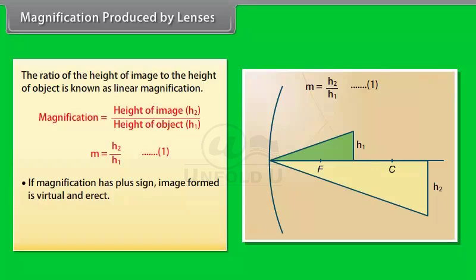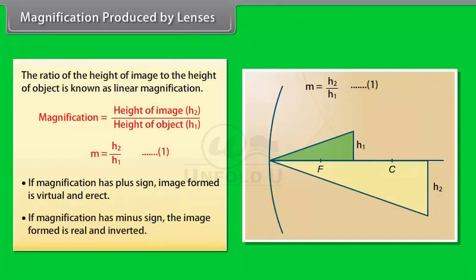If magnification has a plus sign, the image formed is virtual and erect. If magnification has a minus sign, the image formed is real and inverted.